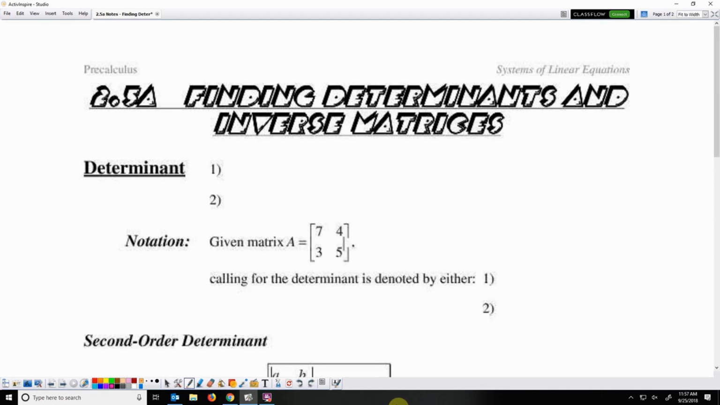Hey guys, today we are going to find determinants and inverse of matrices. So we'll start with determinants. First of all, something we need to know about a determinant is it must come from a square matrix.